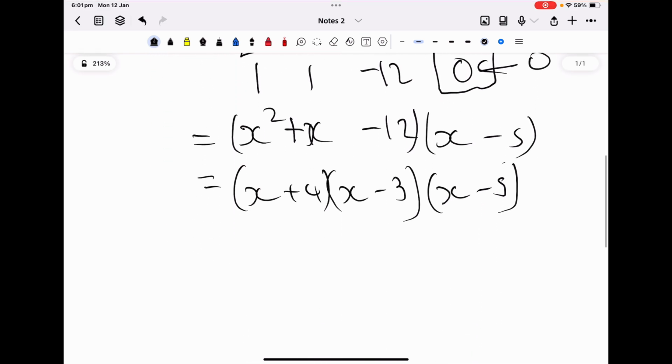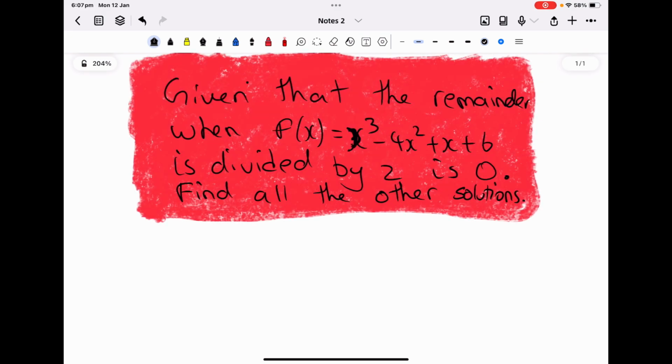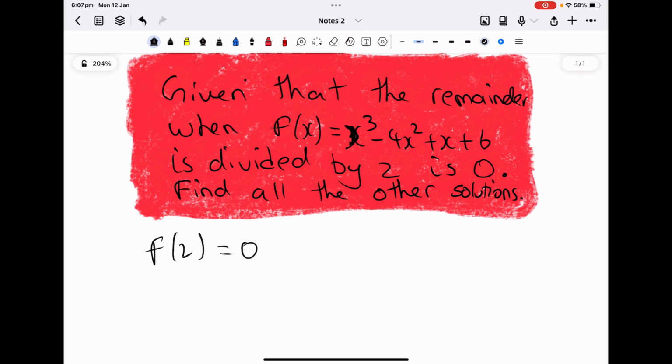Yeah, so I'll give another example real quick. This is the next question. Given that the remainder when f(x) equals this x cubed thing is divided by x minus 2 is 0, this just means that f(2) equals 0, with the rational root theorem or something. I don't remember, but you should know why it's equal to 0. Which means x minus 2 is a factor. So take the opposite of this.